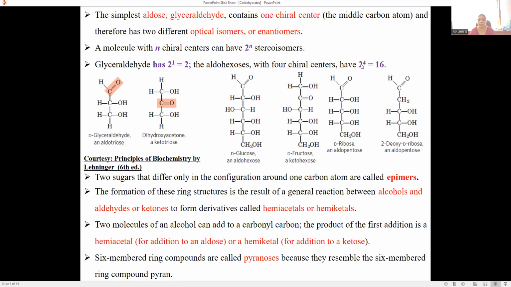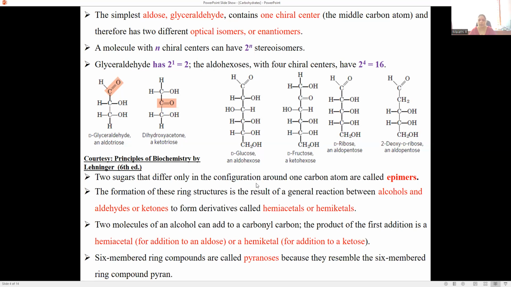And in case you have 4 chiral carbon atoms, as in glucose, you will get 16 different kinds of stereoisomers. So you have to remember that 2 to the power n determines the number of stereoisomers which will exist for a particular sugar molecule. Whether it is a triose or tetrose or pentose, it depends on the number of chiral centers, or chiral carbon atoms, present, which will determine the stereoisomers.